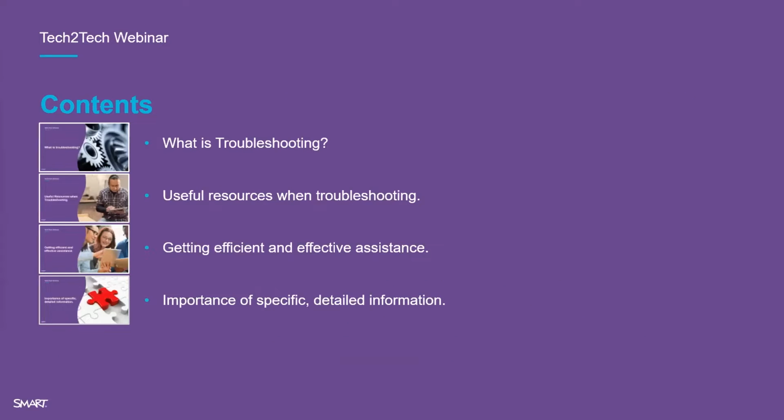So today we're going to cover 4 main areas. First, what is troubleshooting? Second, useful resources that are available to you when troubleshooting. Third, getting efficient and effective assistance. And fourth, we'll go over a bit of the importance of specific detailed information.